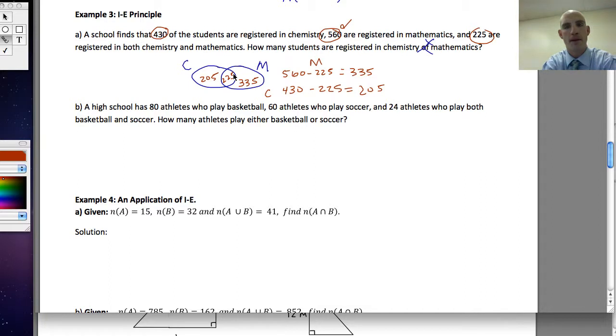And so we can figure out how many are registered in chemistry or mathematics. That's the total registered in chemistry or mathematics. We've eliminated the repeats, and so the total number of students would be the number in just chemistry, 205, plus 225 registered in both, plus 335 registered in mathematics. That's going to give us a total of 765 students.